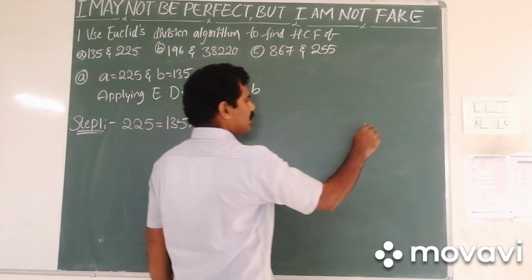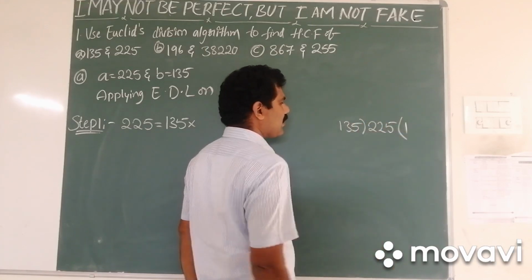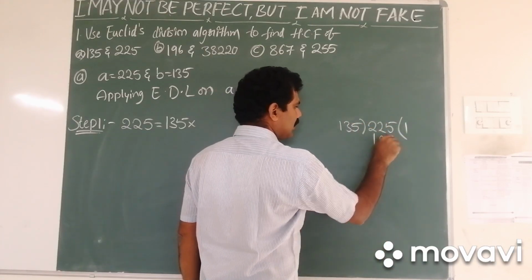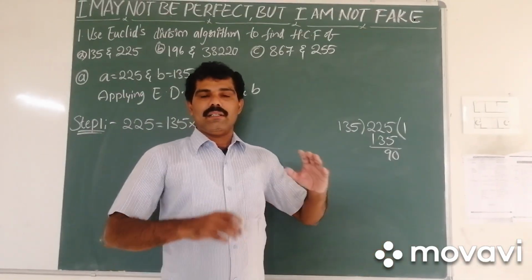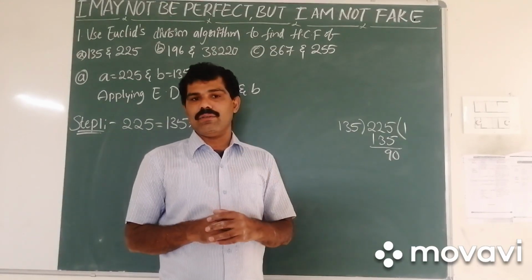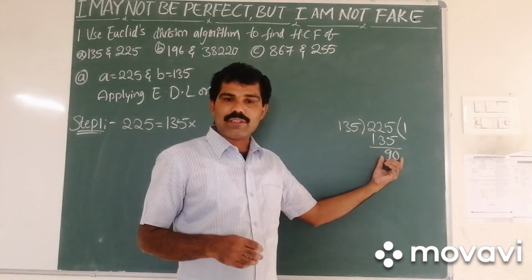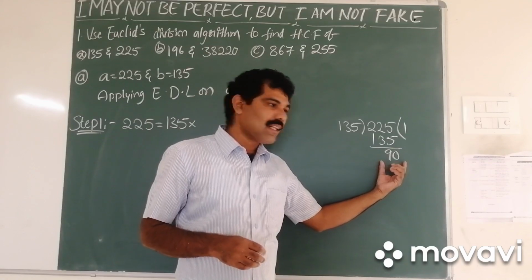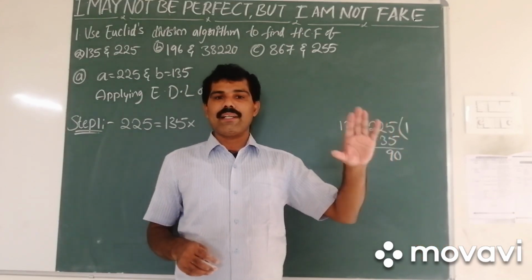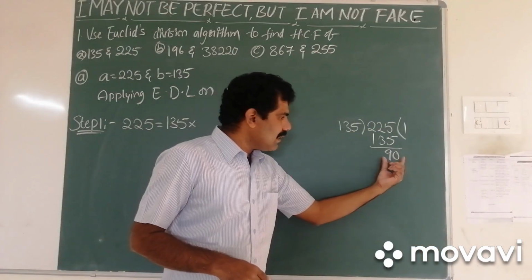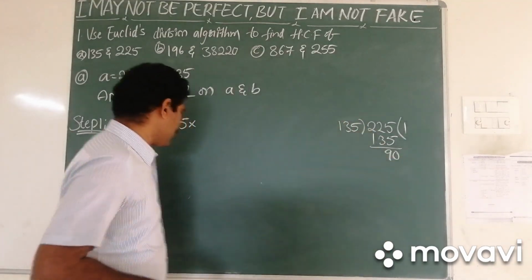Let me divide 225 by 135. 135 ones are 135, and you will be getting the remainder 90, which is not equal to 0. Now, to find the HCF of the given values, you have to continue: if the remainder is not equal to 0, then we take this remainder as the divisor and the previous divisor as the dividend, and go for division again, till you get the remainder 0. Since we didn't get remainder 0, we have to go for the second step and repeat the same step.